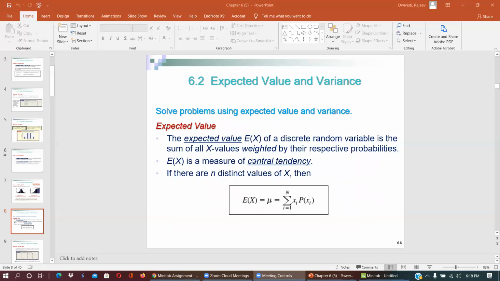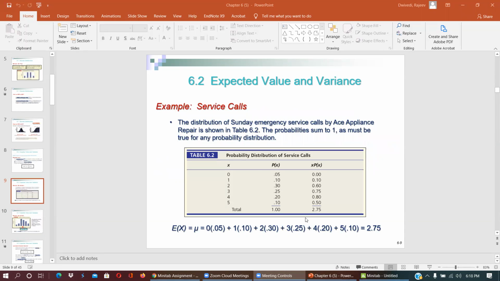Now we have another concept, expected value. Expected value is the event multiplied by the probability of the event. E(X) equal to mu, and expected value is equal to the sum of xi times p(xi). So we can just look into this.